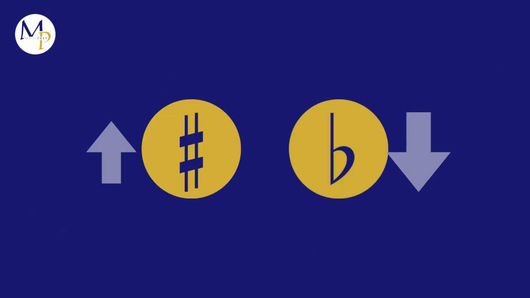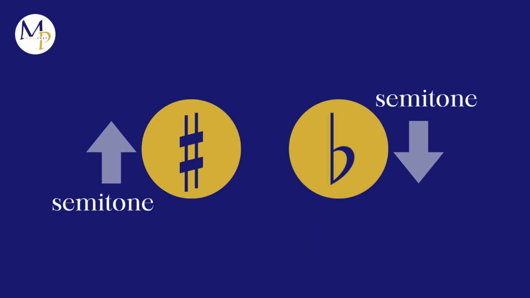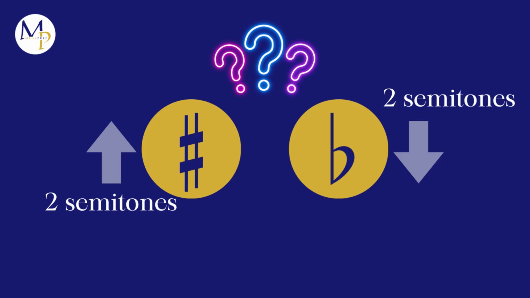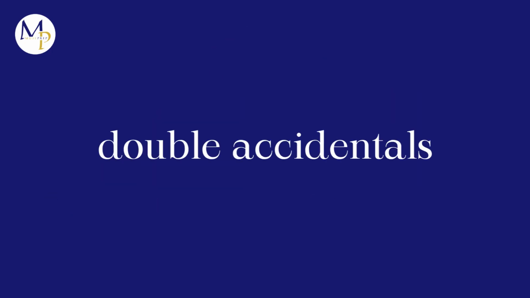You already know sharps and flats. They raise or lower a note by one semitone. But what happens if a note needs to be changed by two semitones instead of just one? That is where double accidentals come in.